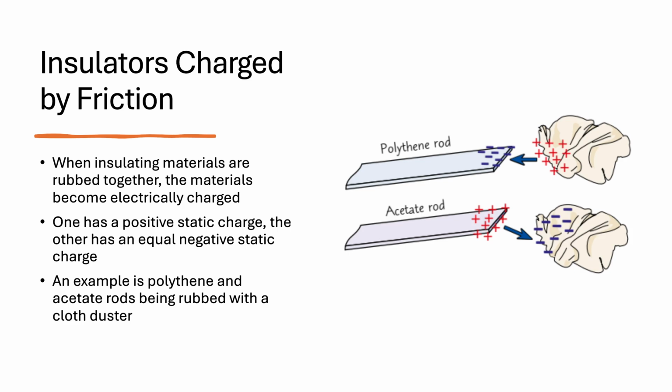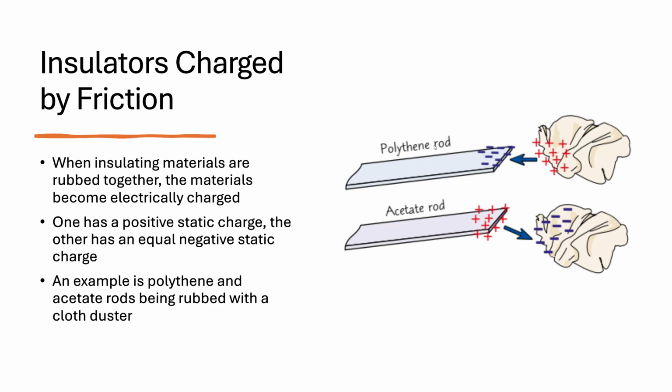This is basically when two materials are rubbed together, they can become electrically charged. One will have a positive static charge and the other has an equal negative static charge. So for example, if in a question one material had a +3 charge, that means that the other one will have a -3 charge. They're equal but opposite, if that makes sense.